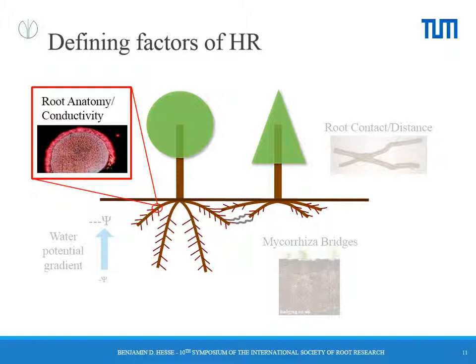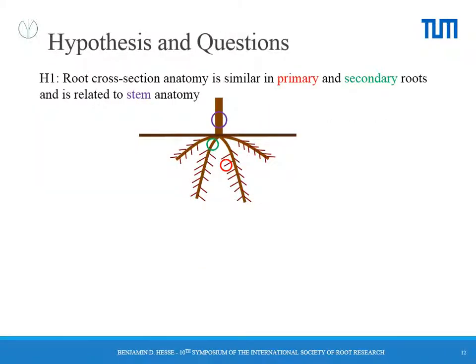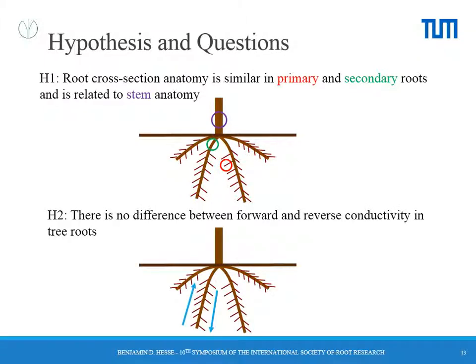And I was generally facing 2 questions or 2 hypotheses. The first one was that we want to have a look at the very, very fine roots and, well, we call it secondary roots, so the bigger roots. And we wanted to relate their anatomy to each other and to the stem anatomy. And the second question was, as during HR, water has to be transported in the reverse direction, so from the stem to the root tip. We wanted to see, is there a difference between the forward and the reverse flow in roots?